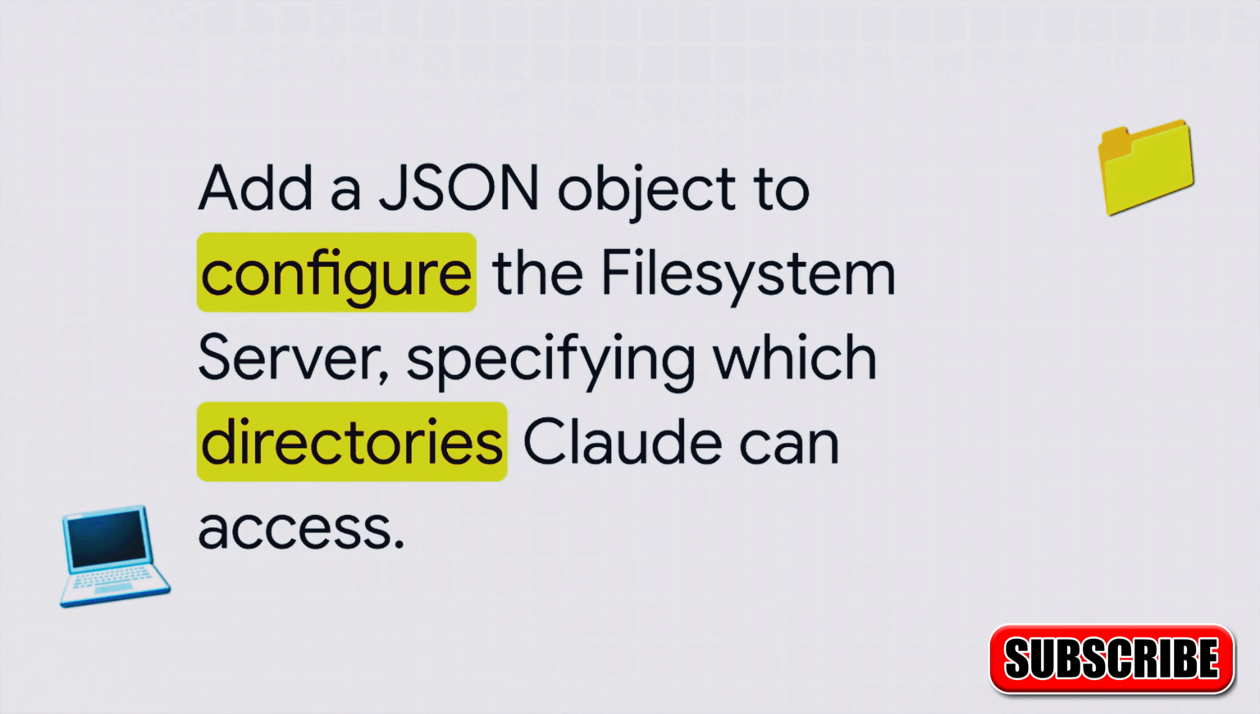Now, this is the most important step. It might look a little technical, but it's really just a block of code you copy and paste into a configuration file. Think of it like an instruction manual. It tells the Claude app, hey, I want you to start the file system server. And crucially, it also specifies exactly which folders on your computer it's allowed to touch. This is where you limit its access to, say, just your desktop and documents folders.